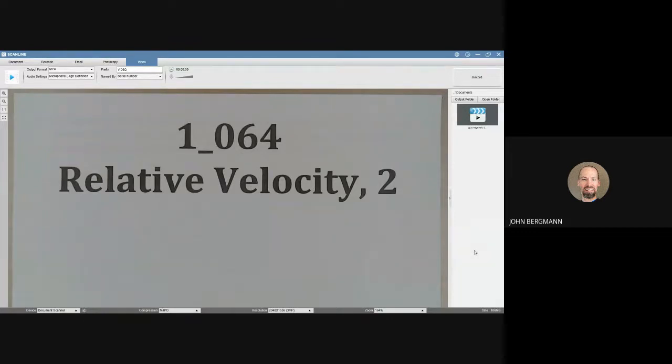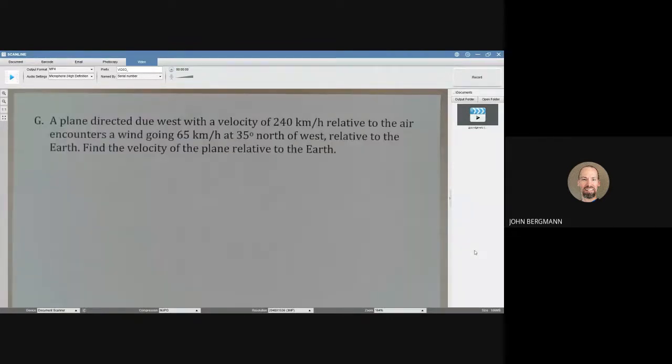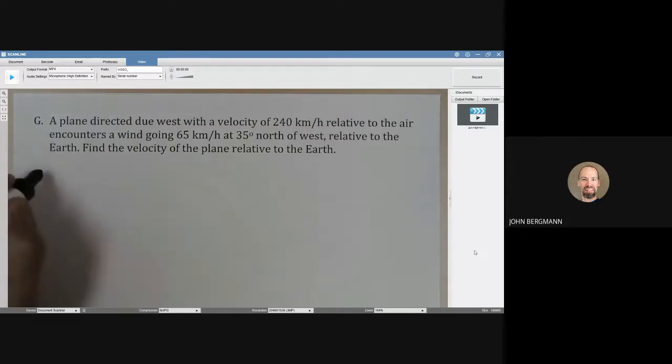Let's do another relative velocity problem. A plane directed due west with a velocity of 240 kilometers per hour relative to the air encounters a wind going 65 kilometers per hour at 35 degrees north of west. Before we even finish the problem, let's write a few things down.